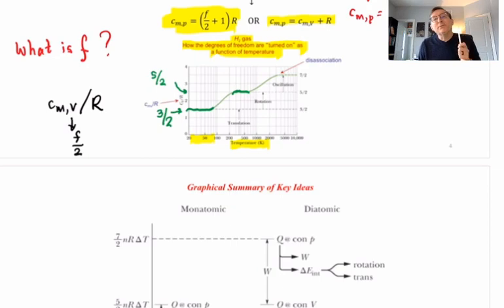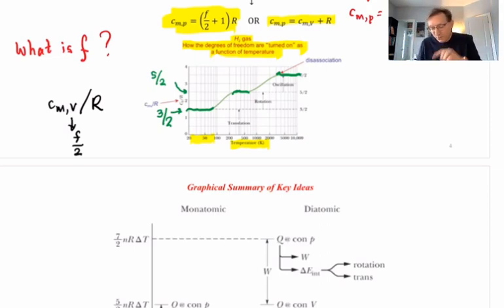Now, if you take the temperature of the gas higher still, go way above room temperature, start to get more at around 2000 Kelvin, then you see that the data starts to transition up to another plateau at 7 halves, which means F equals 7. 7 degrees of freedom. From what? 3 from translation, which you always have, 2 from the rotation, and now you've turned on the 2 more from vibration.